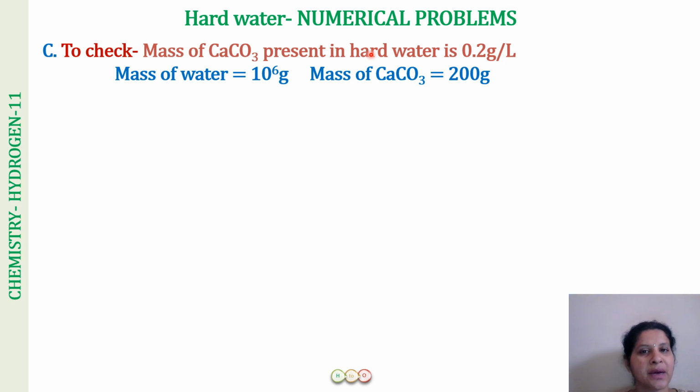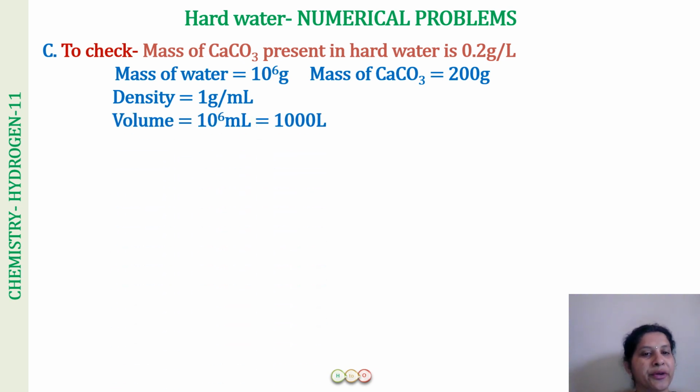We are given the mass of calcium carbonate, but we are not given the volume of water. We are given the mass of water. How will we find the volume? So you all know that the density of water is 1 gram per centimeter cube or 1 gram per ml. So density is mass by volume. Volume is going to be mass by density. So volume is going to be 10 power 6 ml, which is going to be equal to 1000 liters.